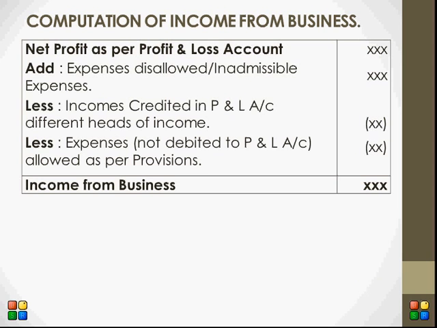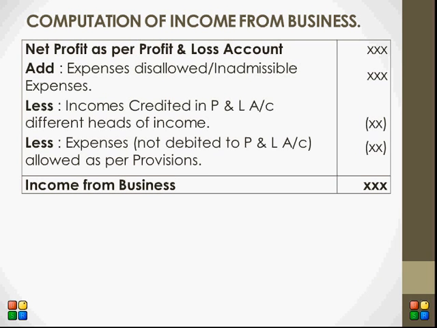Less: income credited in profit and loss account under different heads of income. That means if you wrongly put income from other heads, that is salary, if you are earning from salary, or if you are earning from house property, those wrong heads must be deducted from this profit.